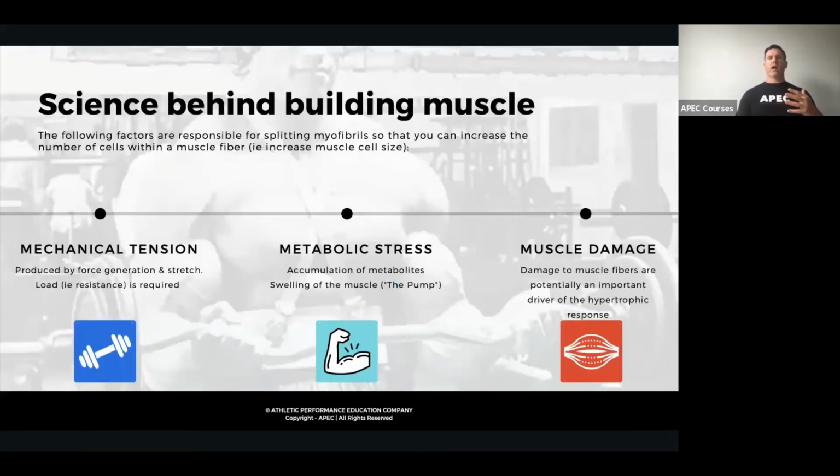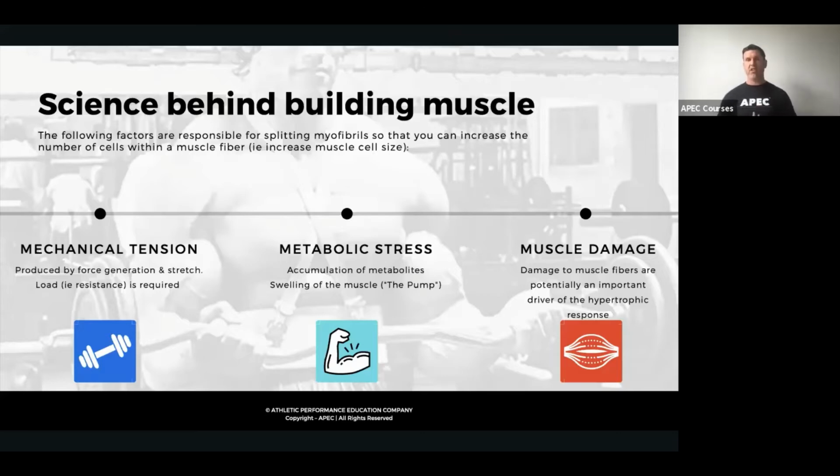Okay, so taking a look at how we actually build myofibrillar or sarcoplasmic hypertrophy, how we induce those responses within the body. The following factors are responsible for splitting myofibrils so that they can increase the number of cells within a muscle fiber. First we have mechanical tension, produced by force generation and stretch, which is load, okay? So you need a heavy load if you want to induce mechanical tension. If you're going to give an advanced lifter a heavy mechanical load, you're going to have to give them strength-type training, so reps of 1 to 6.